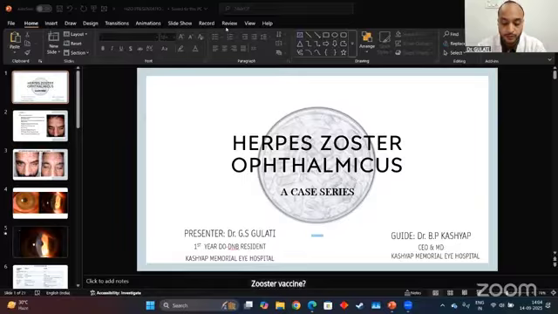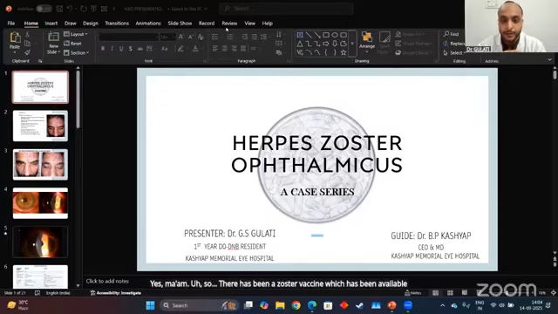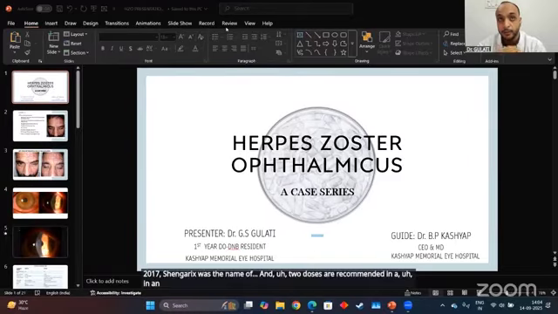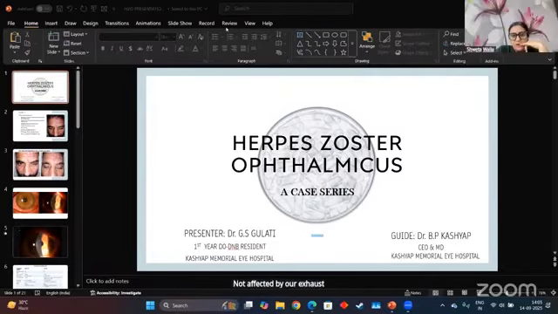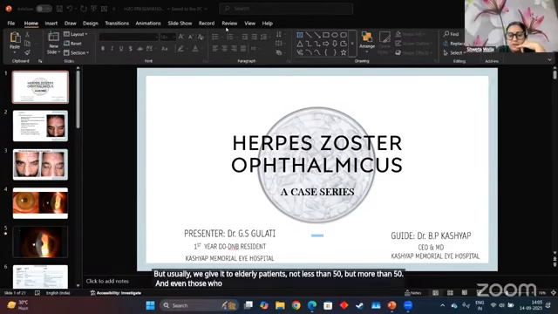There has been a zoster vaccine which has been available since 2017. Shingrix was the name, and 2 doses are recommended in an immunocompetent individual, not affected by the virus yet. So usually we give it to elderly patients, more than 50 years, and even those who had an attack in childhood, they can also be given it to prevent the attack.